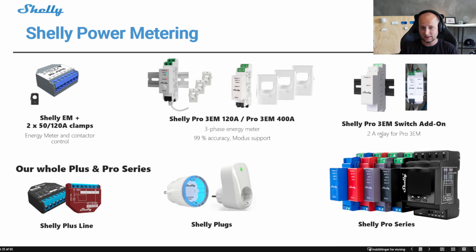It is a small 2 amps relay, which can be simply like the Plus add-on. It can just be connected to the Pro 3EM add-on, and then you have this 2 amps dry contact, which can control an external contact or something like that. So you can really make efficient energy control of your house.